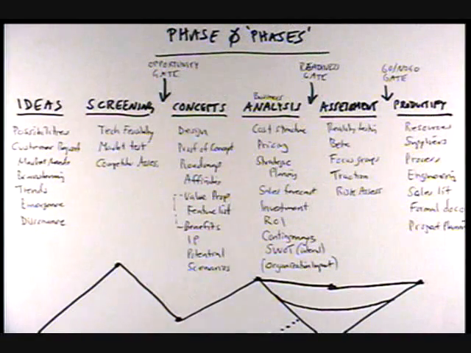But ideas would be looking at possibilities, customer requests, looking at market requirements, market needs, brainstorming sessions, looking at trends, emergence of something that's coming out of the marketplace or out of something that we're doing, and dissonance, cognitive dissonance. So those are the kind of things we just talked about.